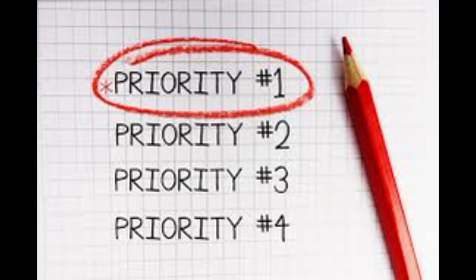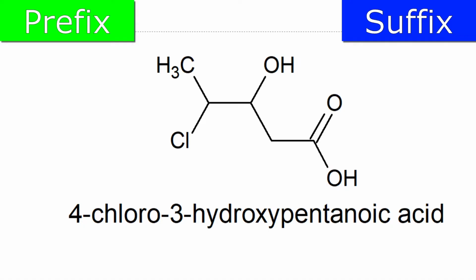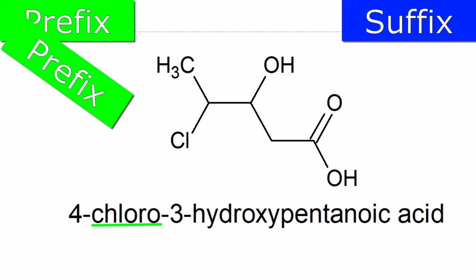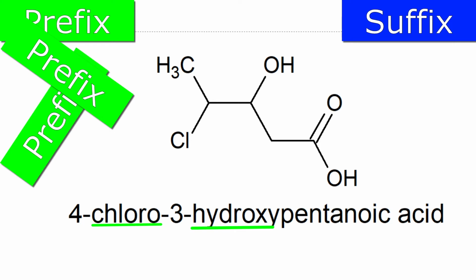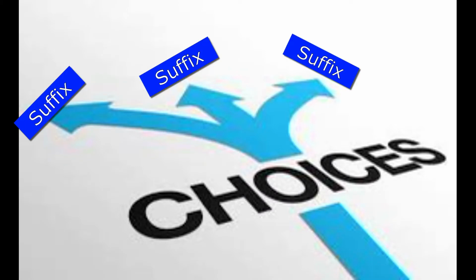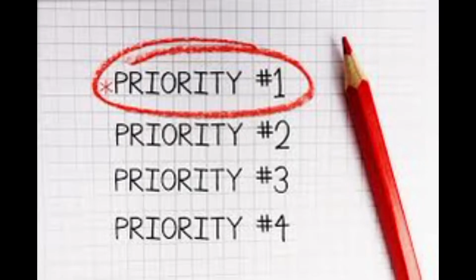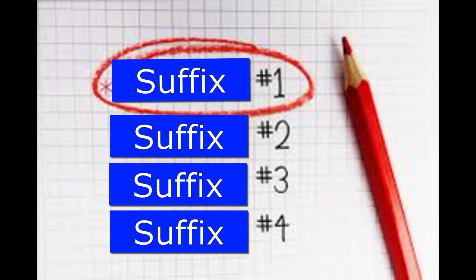Now, before we go any further, we need to talk about priority, because in addition to the root, you also have prefixes and suffixes. While a molecule can have multiple prefixes, it can only have one suffix, and you may come across one that has a couple different options for what its suffix can be. So how do we know which one to use? We use priority, an arbitrary system that assigns different importance to different functional groups to help clear issues like this up.